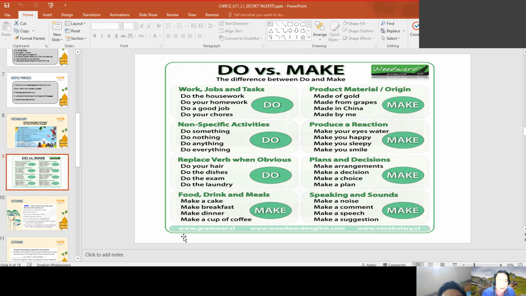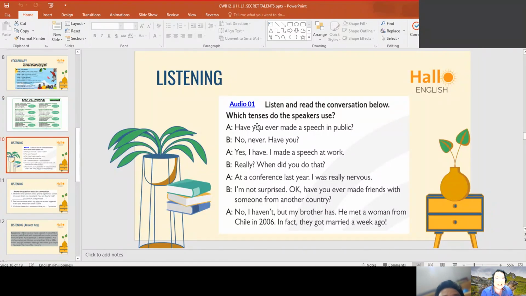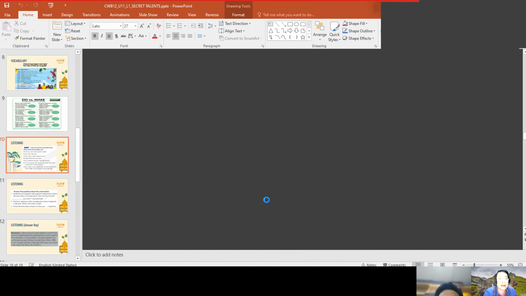Do you have any questions so far, Jiu? No, teacher. Okay, I hope it's already understood. Let's proceed with this one. Let's try to listen to the audio in here. After listening, we have to read the conversation below. Then which tenses do the speakers use? So we are going to talk about tenses. When we are talking about tenses, that means it's going to be in the present, the past, or the future. So let's try to hear the audio.